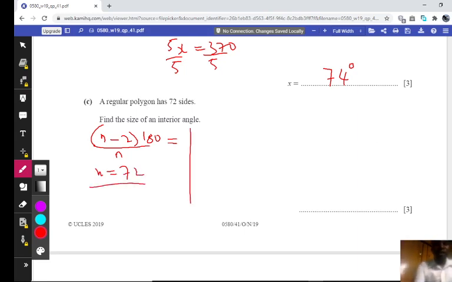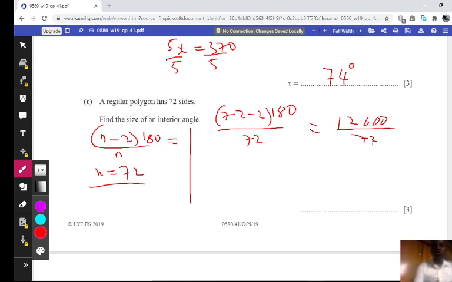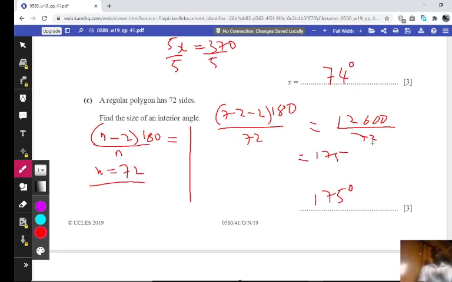Now let's simplify. You just say 72 minus 2, times 180, over 72. Multiply the first: 72 minus 2 is 70. Then 70 times 180, what do we get? 12,600. 12,600 divided by 72, then you get 175. So it's 175 degrees. That's the size of each interior angle.